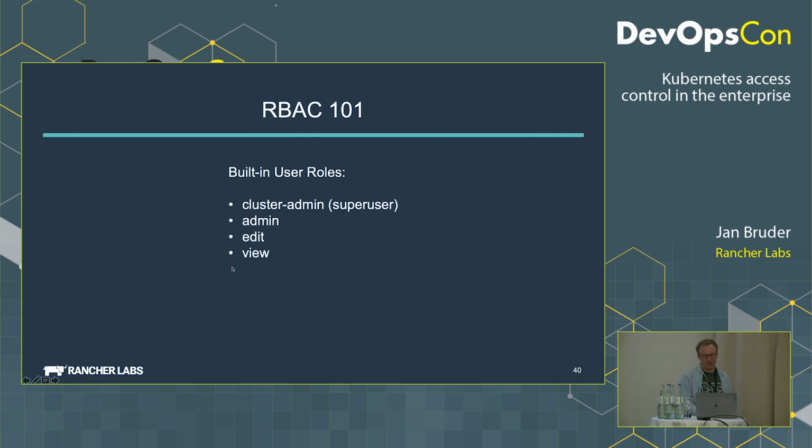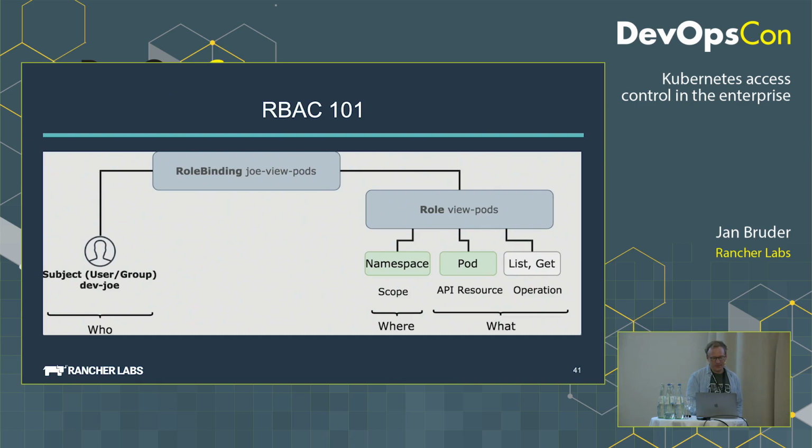At the end of the day, you're probably going to end up creating your own roles, so that you match your organizational policies. This is a graphical representation of how you create an RBAC policy. You have a subject on the left side and the role on the right side. A role has a scope, either a namespace or a cluster. You can create a role that is only valid within a specific namespace, and you can also create a role that is valid for the whole cluster, which is called a cluster role.